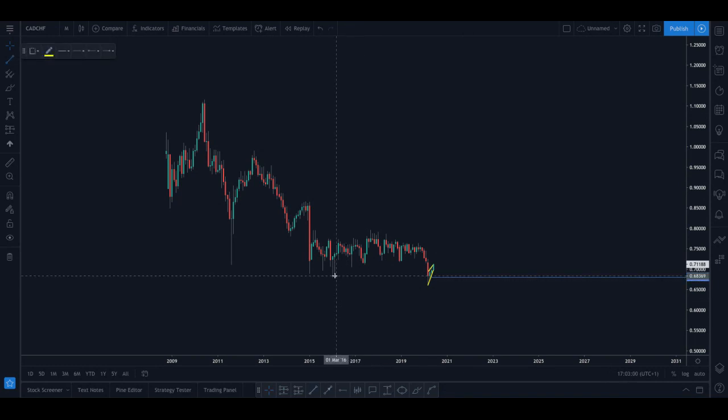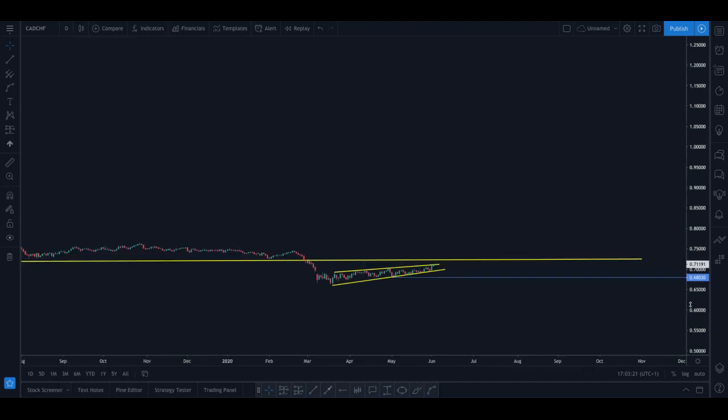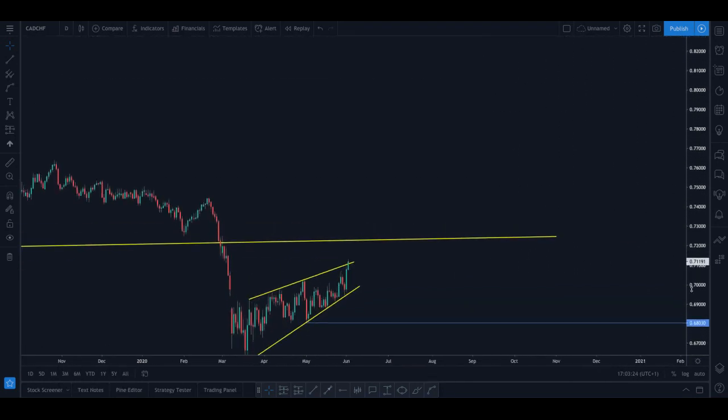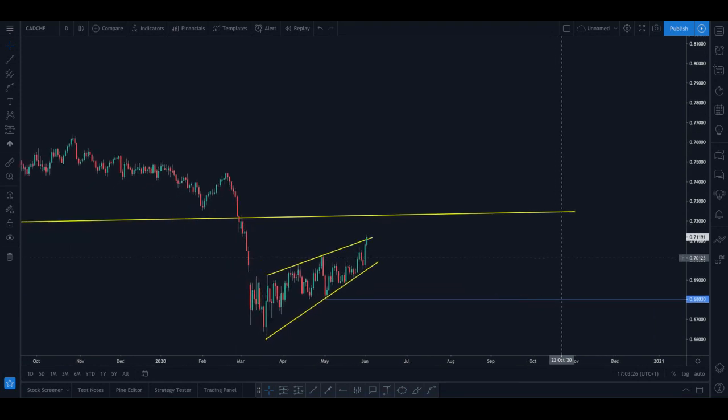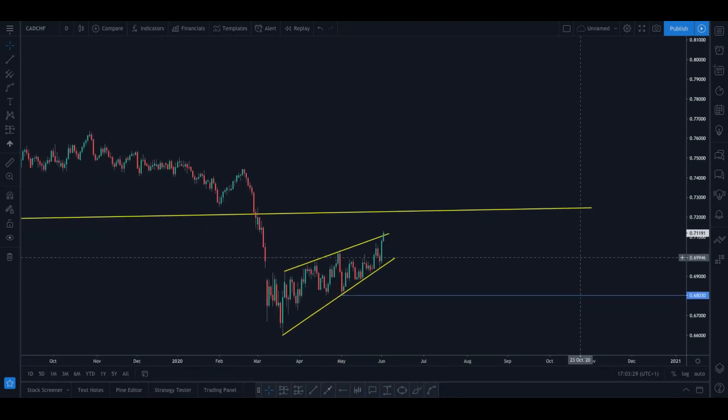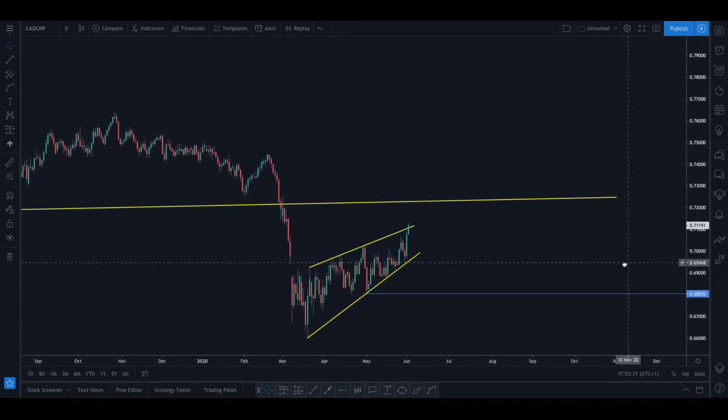and I'll draw that out for you right now. We broke this level. Price could be coming back to retest it before we get a drop. Now let's head down to the daily time frame. We've got this structure on NZDCHF as well. And here on CADCHF, price is breaking above it slightly.